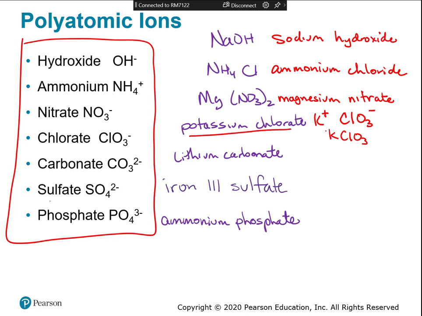Yeah, so looking at potassium chlorate, writing its formula, I have to first write the symbol, assign the charge, and if the charges are the same, then you know it's 1 and 1. But if the charges are not the same, I have to swap them.